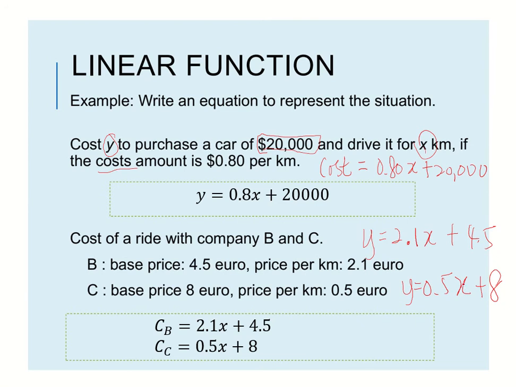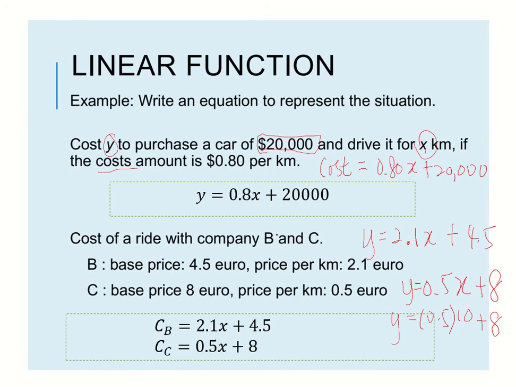That means if you travel for 10 km, you take the 10 km here, 10 multiplied by 0.5 per km, then you have to pay 5 euro plus the base price. The base price is the price you need to pay when you call the taxi. Therefore, it will be 5 plus 8, which is 13. This will be the total price you need to pay. So for company C, the linear function will be 0.5x plus 8.